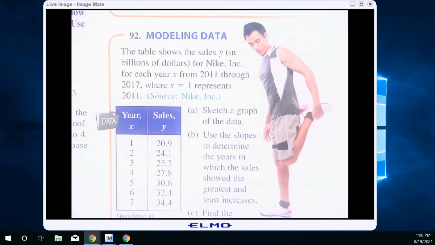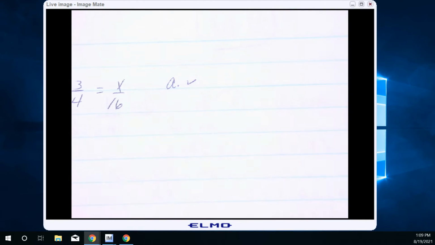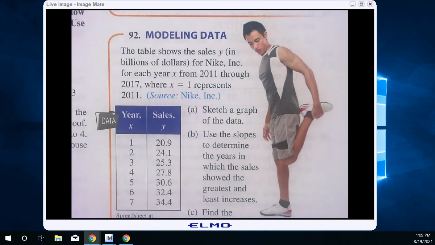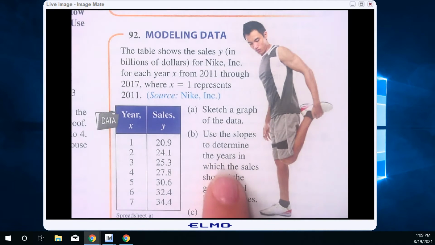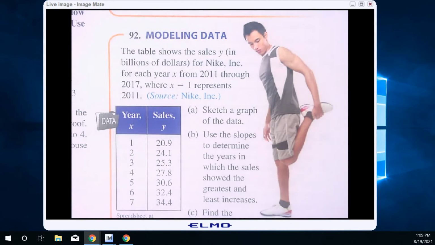So on your paper, you're going to put a check. I did it. It's in my calculator. Okay. Now, use the slopes to determine the years in which the sales show the latest, greatest, and least increases.